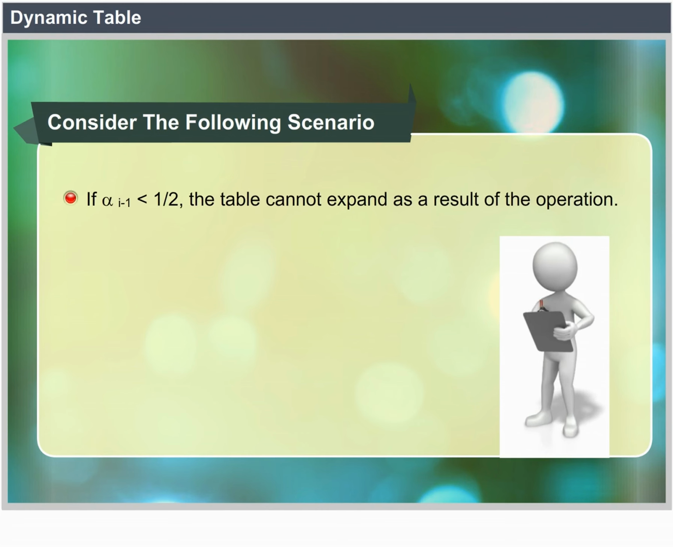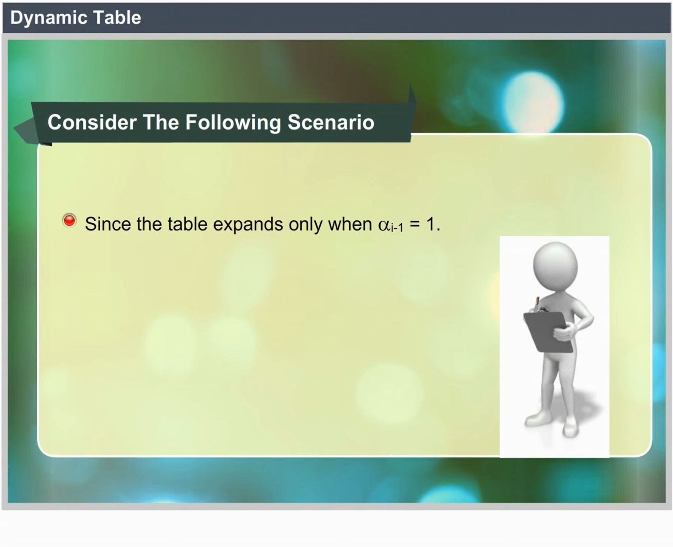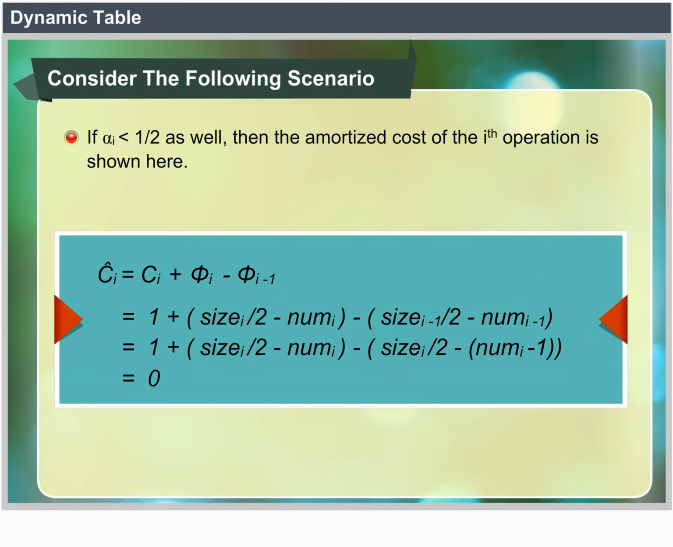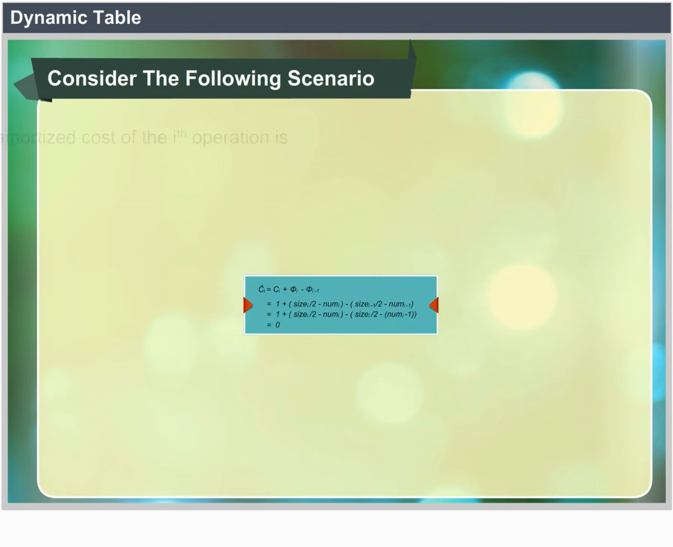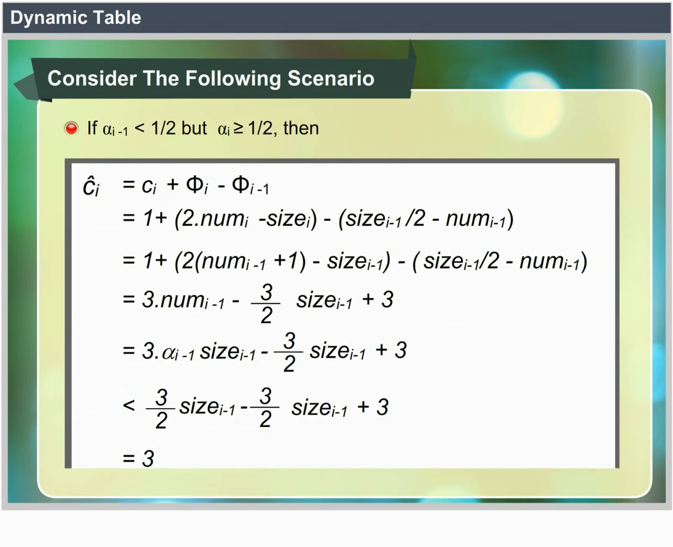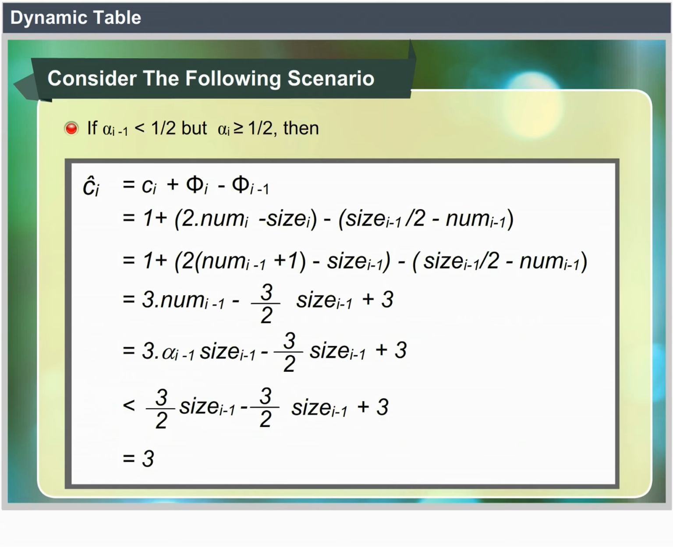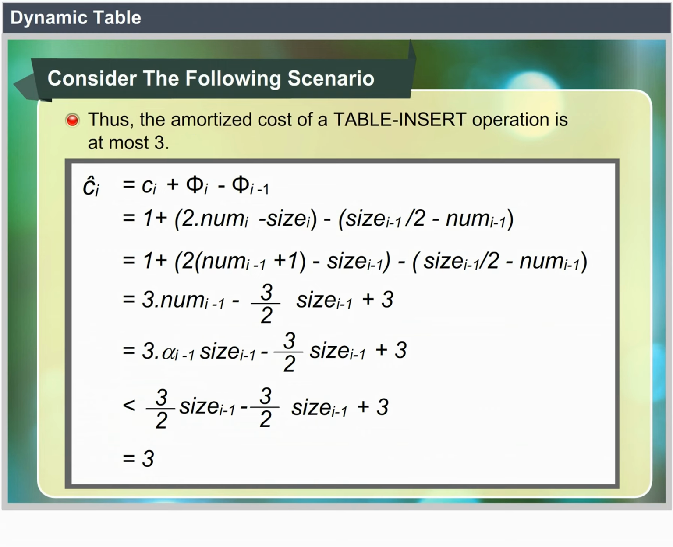If alpha i minus 1 less than 1/2, the table cannot expand as a result of the operation, since the table expands only when alpha i minus 1 equals 1. If alpha i less than 1/2 as well, then the amortized cost of the ith operation is shown here. If alpha i minus 1 less than 1/2, but alpha i greater than or equal to 1/2, then the result is shown here. Thus, the amortized cost of a table insert operation is at most 3.